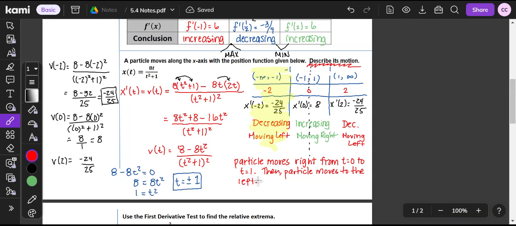Okay, we could even go one step further and say a particle is not moving at t equals 1 because it's a critical point. So at that exact moment, the particle has actually stopped its motion.